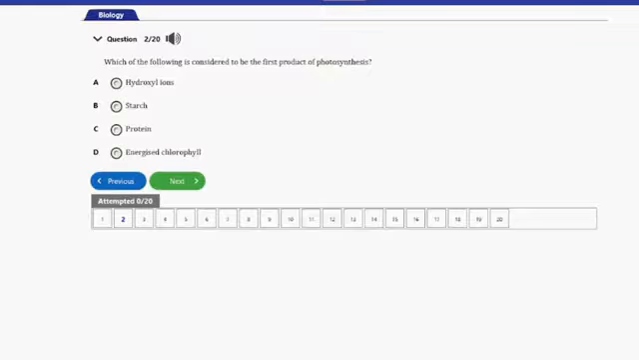It says, which of the following is considered to be the first product of photosynthesis? We have A. Hydroxyl ions, B. Starch, C. Protein, D. Energized chlorophyll. So guys, the answer to this question is option B, and that's starch. So let's go ahead and consider the next question. That's question number 3 here.